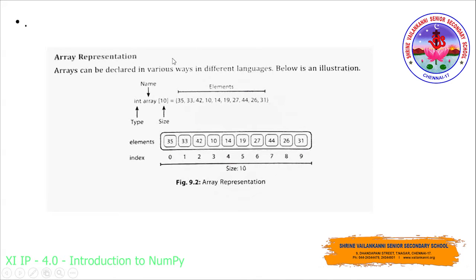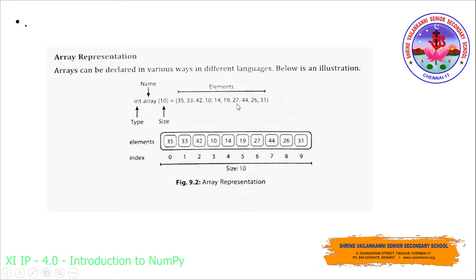See here, this is how arrays are usually represented. int represents the data type, and according to the different languages, the declaration of an array will differ. So int is the data type, and array is the name of the array. We can give any name we wish, right? And here the 10 within the subscript represents the number of elements, that is the size of the array. That is, you can store only 10 elements for the name array.